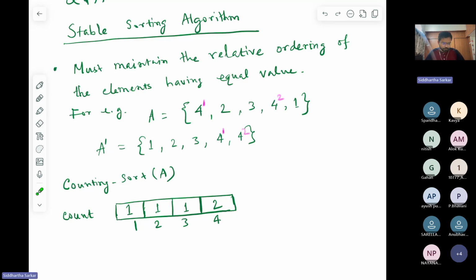Okay, so I think I explained the first question. If there is any doubt, you can ask me. Otherwise, we'll move to the second one.